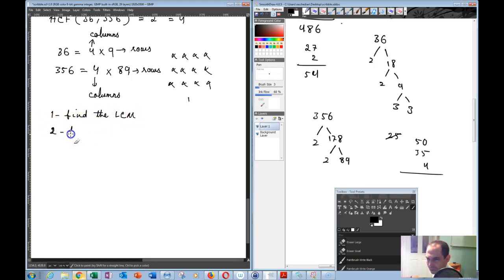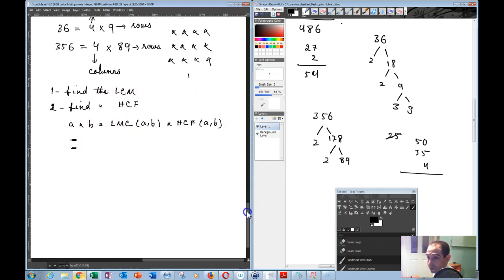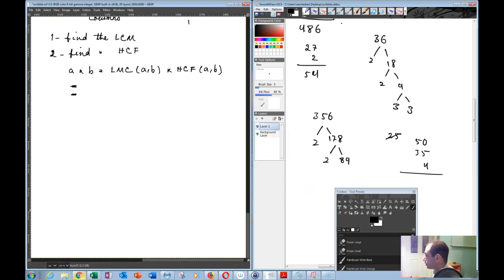Number 2, find the HCF of a couple of numbers, and then there is something which is basically A times B is equal to LCM of A and B times the HCF of A and B. And then there are also 2 more things that we can talk about, and then we will wrap this up.